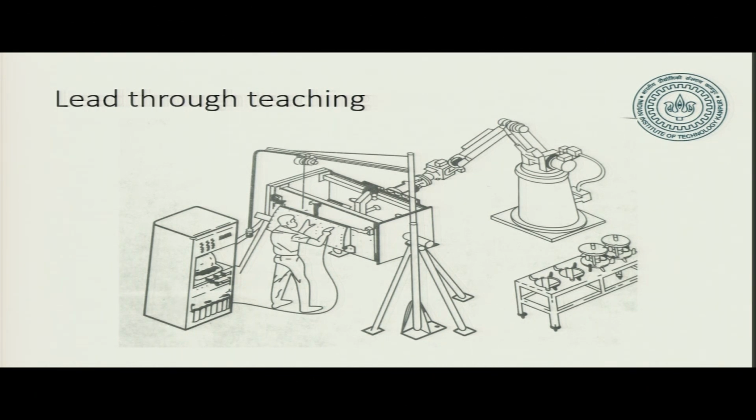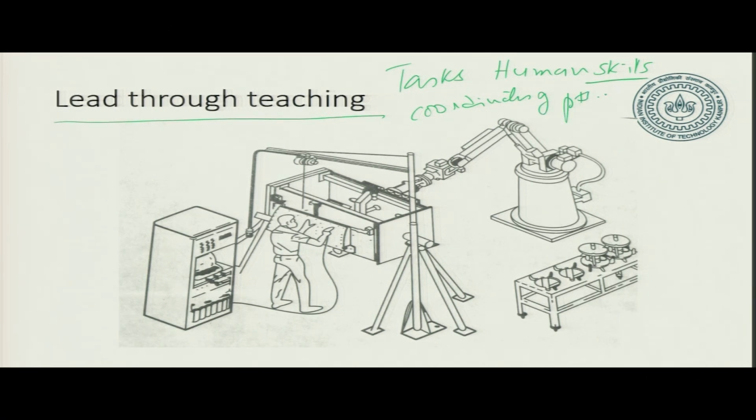Before we move on, one point that we need to look at is lead through teaching. We have said that tasks involving human skills are difficult to program. Why? Because you need coordinates of points in space. It is very difficult to find the coordinates of points in space, because no sensor will give you x, y, z plus the angles.